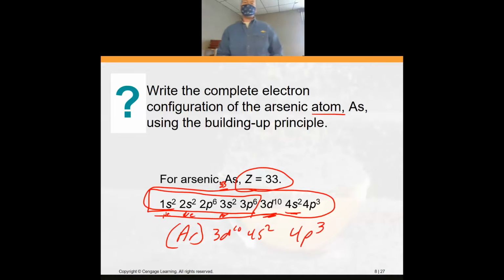All right. On the test, I'm not going to say give the complete, I'm just going to say give the electron configuration. If you give the complete, that's fine. If you give the noble gas core, which is what I'm expecting, that is fine, of course, as well. I never ask for the complete electron configuration. I just ask for the electron configuration.